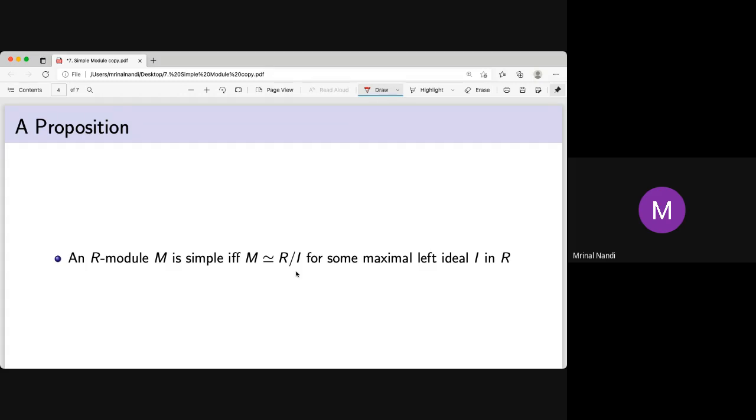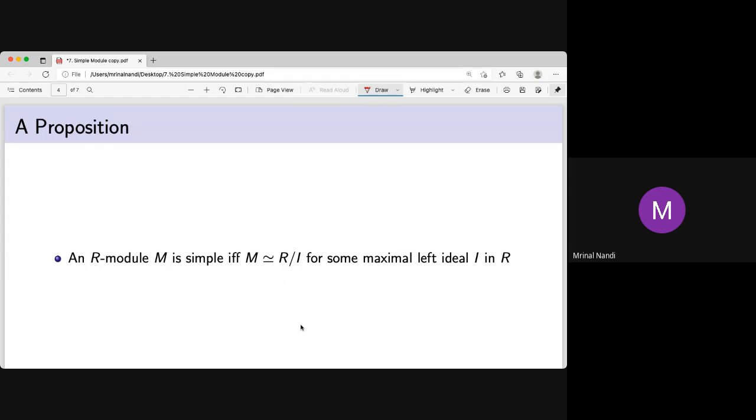On the other hand, if I is a maximal left ideal, then R mod I is a simple R module.